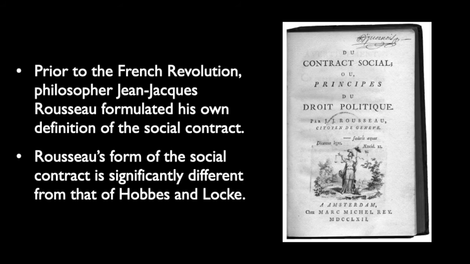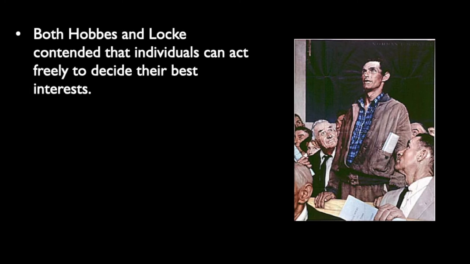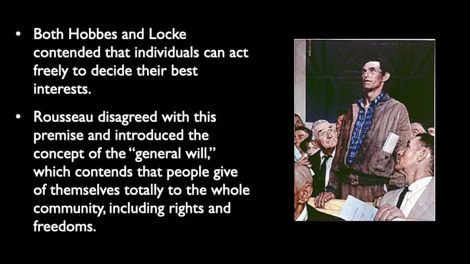Prior to the French Revolution, Jean-Jacques Rousseau formulated his own definition of the social contract. Rousseau's form of the social contract is significantly different from that of Hobbes and Locke. Both Hobbes and Locke contend that individuals can act freely to decide their best interests. Rousseau disagreed with this, and he introduced the concept of the general will, which contends that people give of themselves totally to the whole community, including rights and freedom.